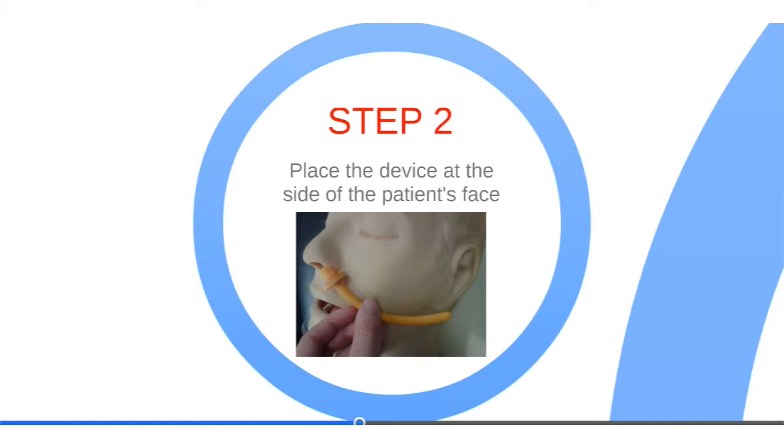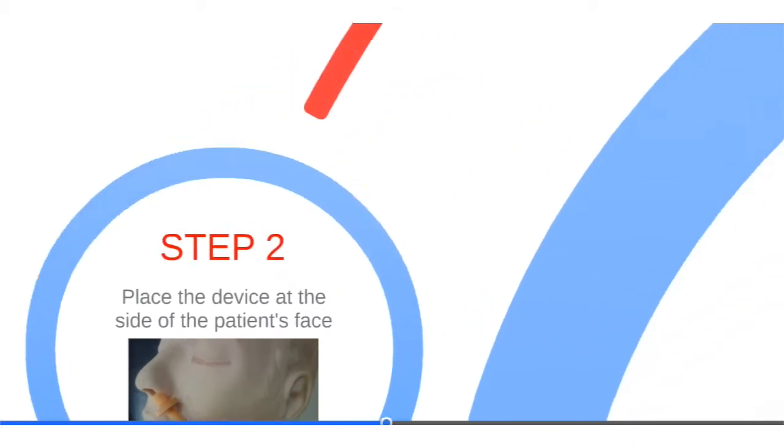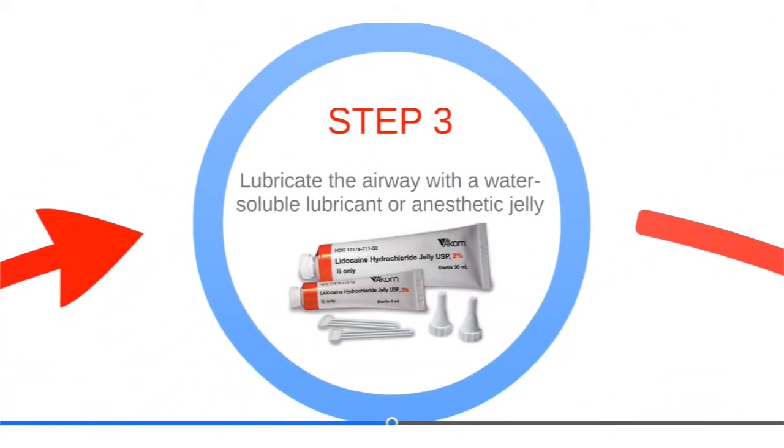Like the OPA, make sure to choose the device that extends from the corner of the mouth to the earlobe. Also try to use the largest diameter that will fit in the nostril. Step 3 is to lubricate the airway with a water-soluble lubricant or anesthetic jelly.